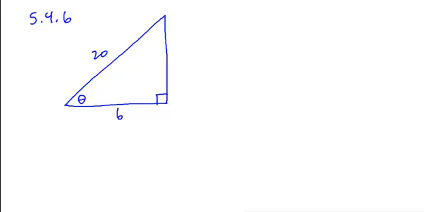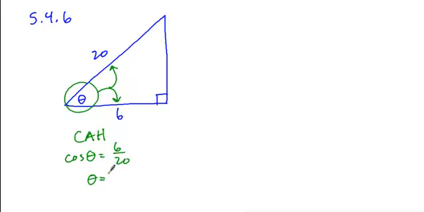So if you look to see once again how these pieces of information relate to each other, we have an angle, an adjacent side, and a hypotenuse. Adjacent and hypotenuse are related by the cosine ratio. That means that the cosine of theta is equal to the adjacent side over the hypotenuse. Since we know that ratio, we can find the actual angle by taking the inverse cosine of that ratio.